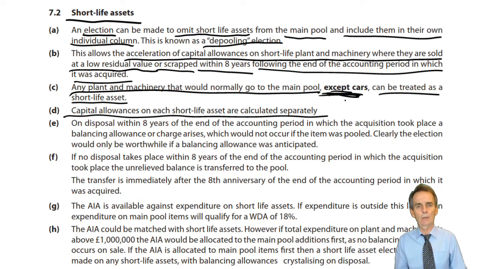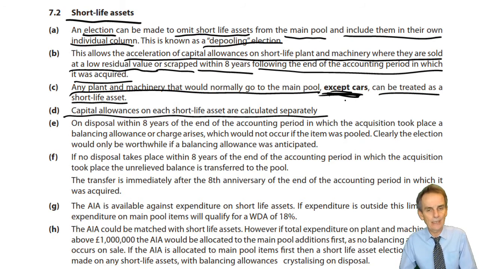The reason why we do it is, as we've said, it's going to have a short life, and it's likely to have a low residual value. And it is equally one that is not ranked for AIA when we bought it. The expenditure that we've incurred has gone above the AIA limit of £1 million, most unlikely we've suggested, and therefore we've given the AIA to the other expenditure and chosen then to make the short life asset depooling election in relation to this short life asset.